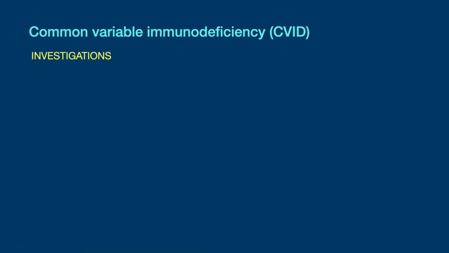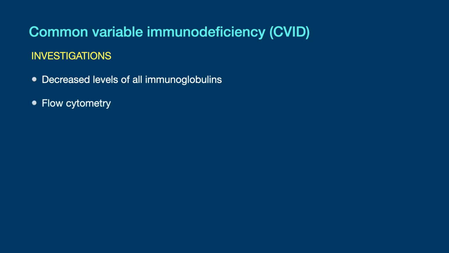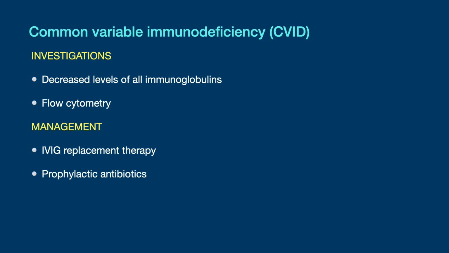As for the investigations, quantitatively low levels of immunoglobulin will be seen. All immunoglobulin classes will be low, especially IgA and IgG. Flow cytometry shows normal B and T cell subsets. Lymph node biopsy is done to exclude malignancy. As for management, intravenous immunoglobulin replacement therapy is the first line, and the best option to prevent recurrent chest infections. Prophylactic antibiotics are given, and vaccinations are given. Patients with common variable immunodeficiency would usually receive killed vaccines for prophylaxis against infections.